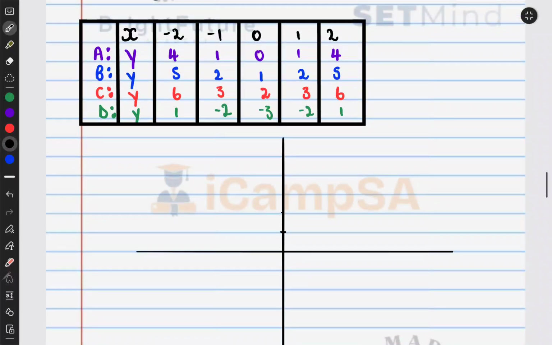Let's calibrate our axis. This is the y-axis, and then this is the x-axis. We're gonna have 1, 2, 3, 4. Okay. 1, 2.